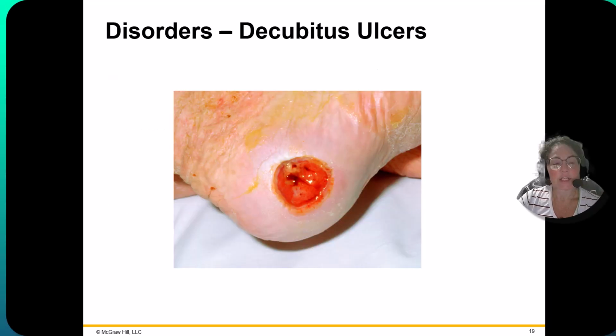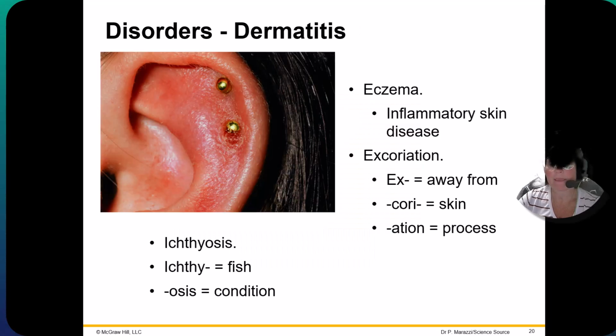Other conditions, decubitus ulcers, otherwise known as pressure sores, when patients are laying or sitting on an area too long, the skin begins to break down. And then we go into dermatitis. Dermatitis is kind of an overall term meaning inflammation of the skin. Look at the term dermatitis. Itis is your suffix, and that means inflammation. Dermat is your root word, that means skin. Like I say, it means inflammation of the skin.